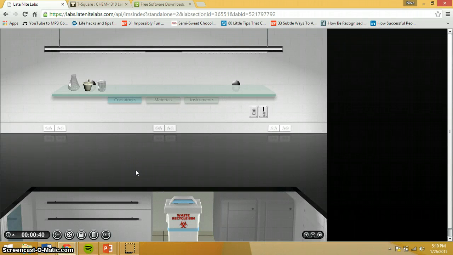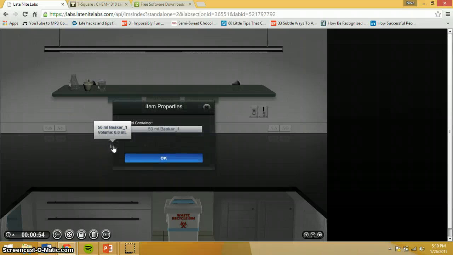So in this experiment, I will be discussing the reaction of sodium hydroxide and NiCl2 chloride. First, let me drag down two 50 milliliter beakers from the container shelf and place them on the workbench. To make the process easier, I'll label each beaker.